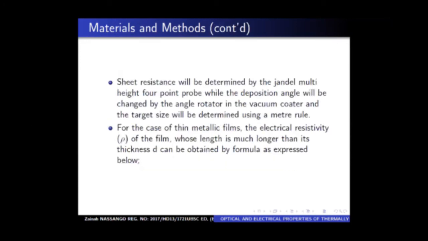Then the sheet resistance of the films will be determined by the Gentle Melt height 4-point probe, while the deposition angle, because I'll be depositing the films at different angles, I'll be using an angle rotator, and that will be connected inside the vacuum coater. And lastly, the size of the target I'll be depositing will be determined using a meter rule.